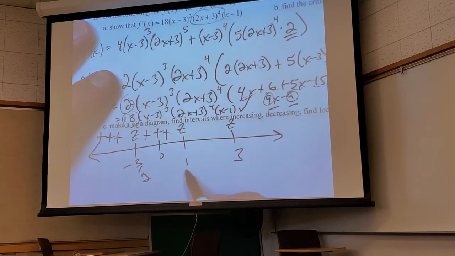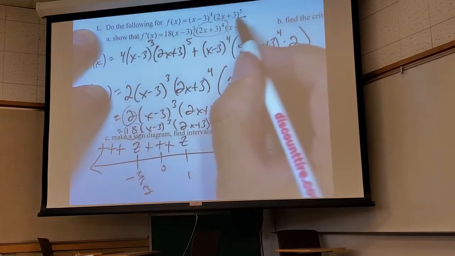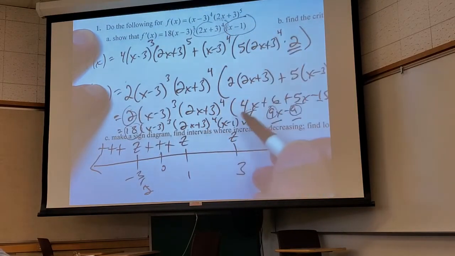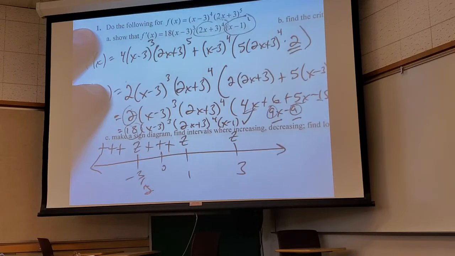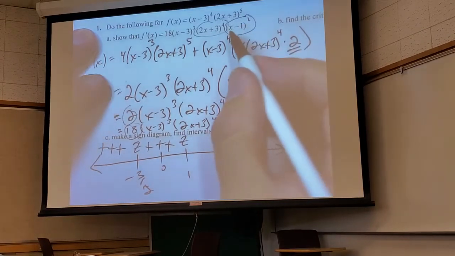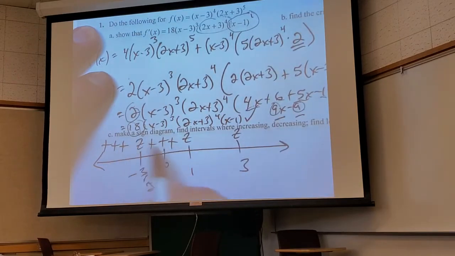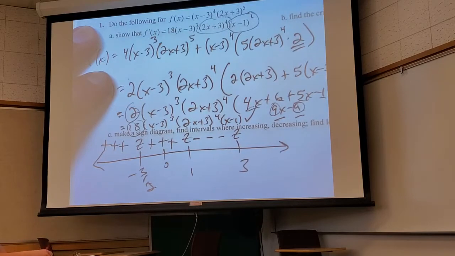Now what about 1? Where'd 1 come from? 1 came from this one. What kind of multiplicity is it? What's the power? So it's an odd multiplicity that goes through, that changes signs. So even multiplicities stay the same on either side. Odd multiplicities change signs. A lot less work if you apply that concept. I like to say this, the more you know, the less you have to do.